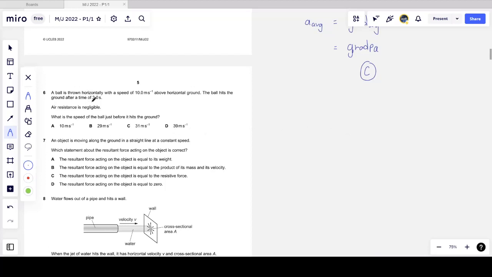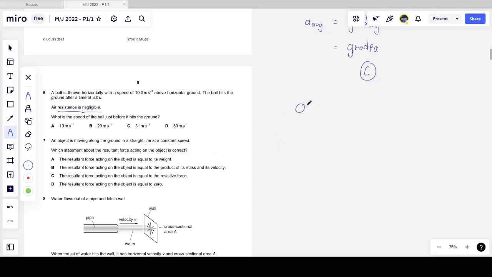Now, question 6 says that a ball is thrown horizontally with a speed of 10 meters per second above horizontal ground. The ball hits the ground after a time of 3 seconds. If air resistance is negligible, what is the speed of the ball just before it hits the ground? So again, this is more than likely going to require some calculation.